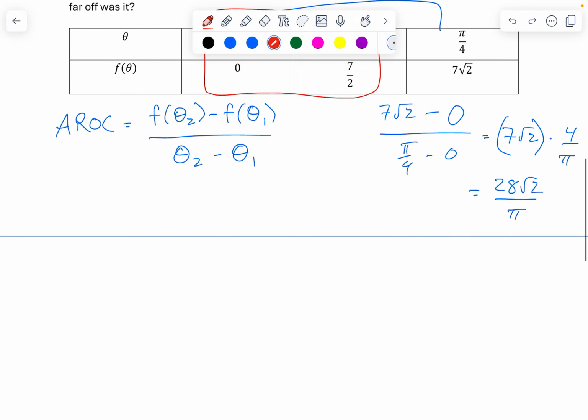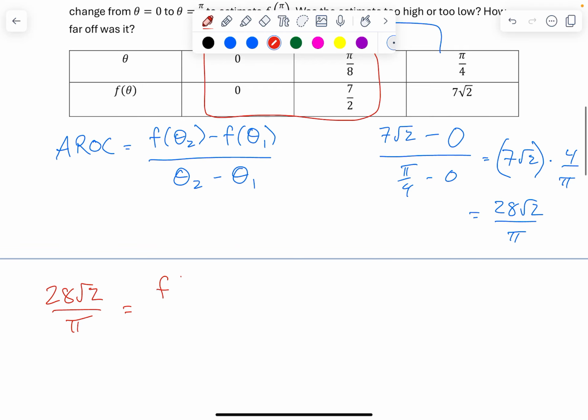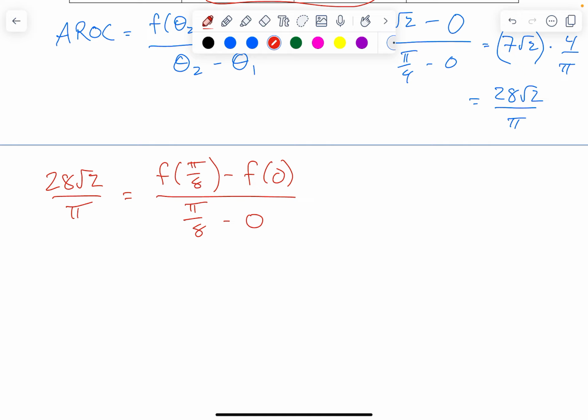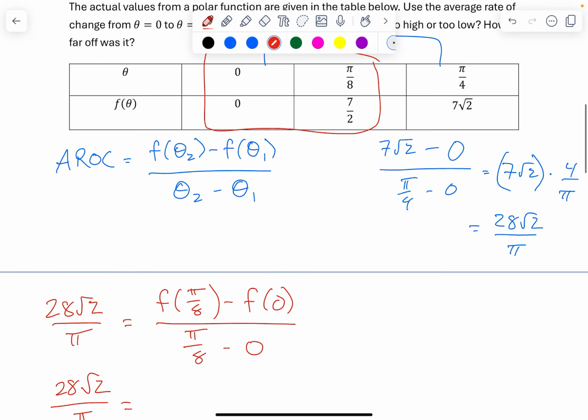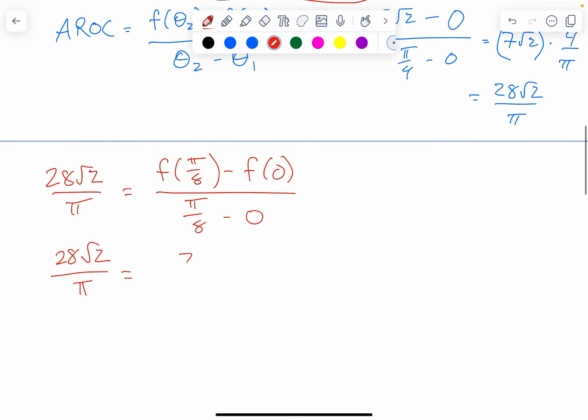Okay, so now we can say that the average rate of change, which was 28 root 2 over pi, is equal to f of pi over 8 minus f of 0 over pi over 8 minus 0. Okay, well, so what were those values? We have 28 root 2 over pi is equal to f of pi over 8, which was 7/2, minus 0 over pi over 8.